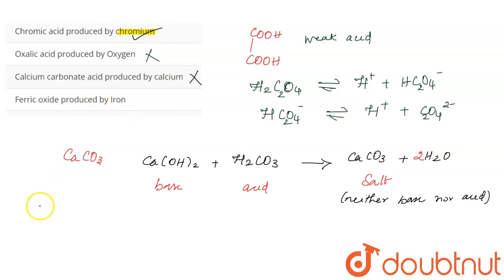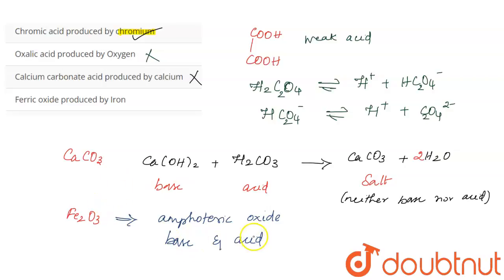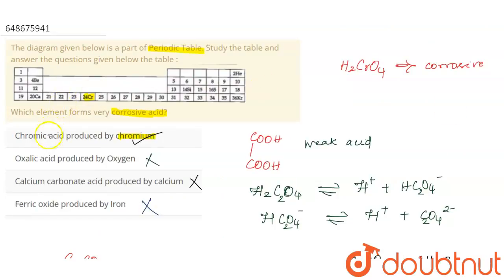And now we have ferric oxide. So that is Fe2O3. So what is ferric oxide? It is an amphoteric oxide. So what does an amphoteric oxide mean? It is having the characteristics of both base and acid. So it will react with both base as well as with the acid. So this cannot be a corrosive acid. So the correct corrosive acid is chromic acid formed by chromium.